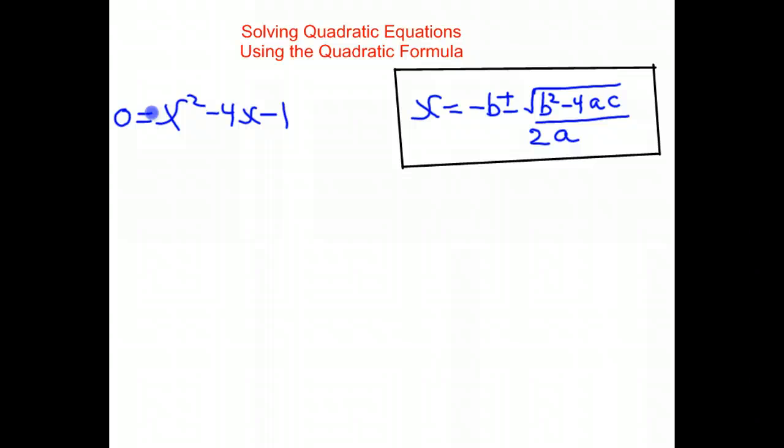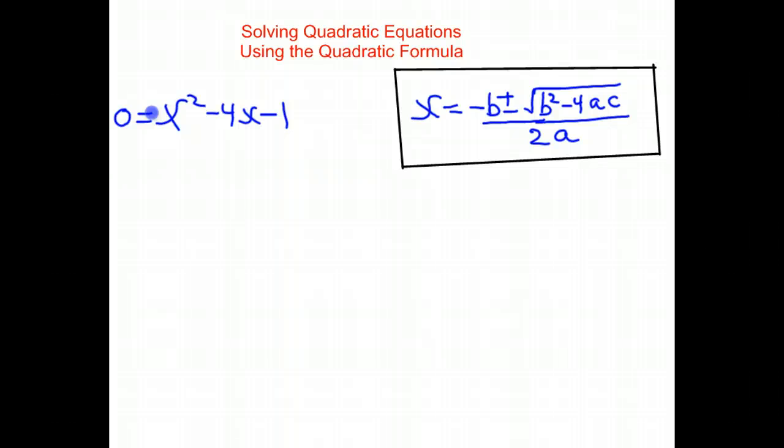If we see it here on the right, it says x equals negative b plus or minus the square root of b squared minus 4ac over 2a. That 2a is beneath the entire numerator there. And of course we have to learn what is a, b, and c.